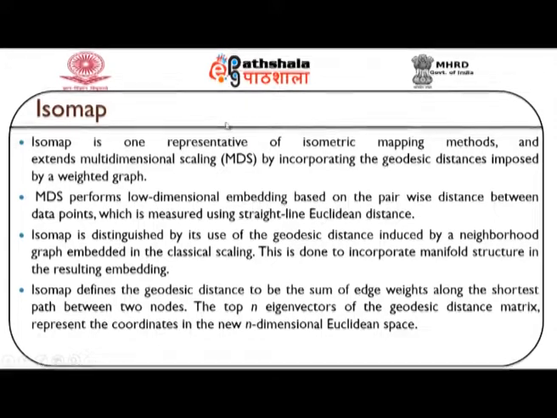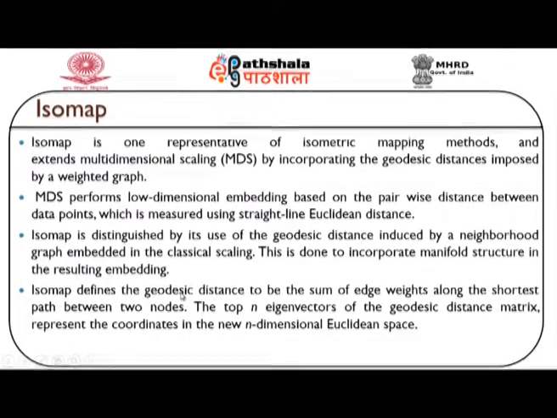Isomaps are another kind of technique and one representative of the isometric mapping methods. This extends the multidimensional scaling approach by incorporating the geodesic distances, that is the shortest path imposed by a weighted graph. MDS performs low dimensional embedding based on the pairwise distances between the data points, which is also measured using straight line Euclidean distance, whereas isomap is distinguished by its use of geodesic distance induced by a neighborhood graph embedded in the classical scaling. This is done to incorporate manifold structure in the resulting embedding.